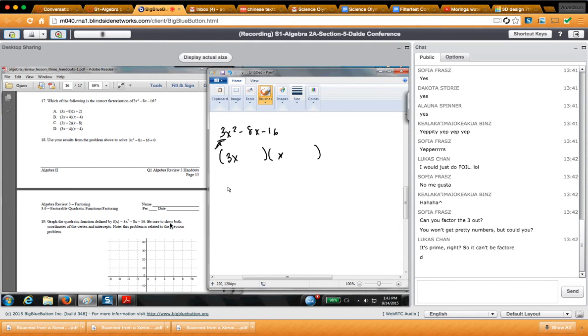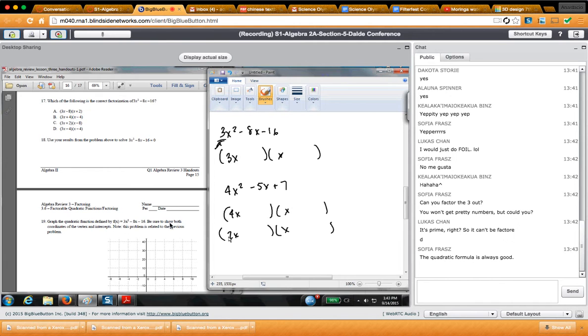But when you have something like 4x squared minus 5x plus 7, I don't even know if this can be factored. I guarantee you it probably can't. But you could have 4x and x, or you could have 2x and x, and that becomes a pain in the butt to deal with. So at that point, I wouldn't factor.